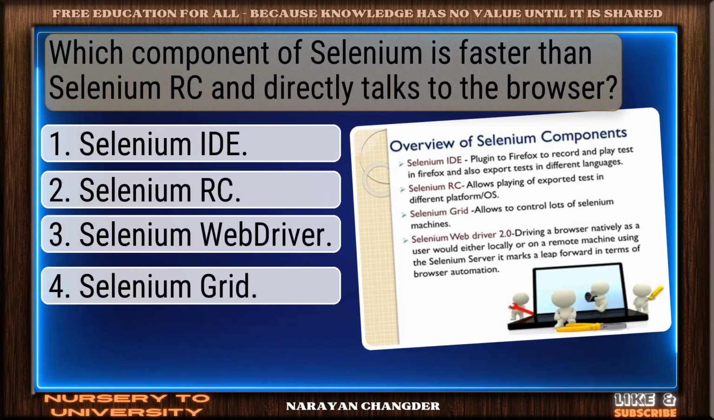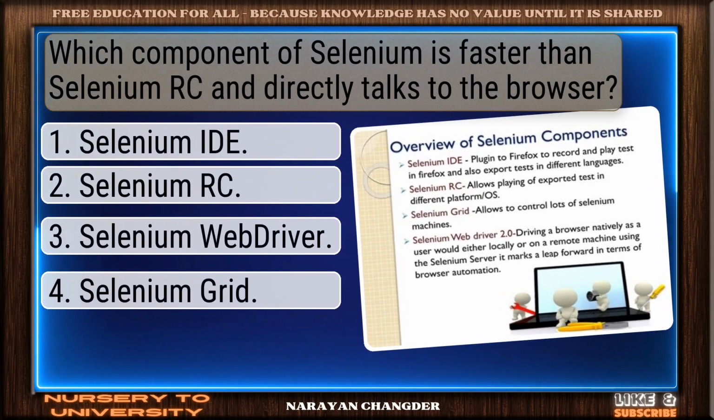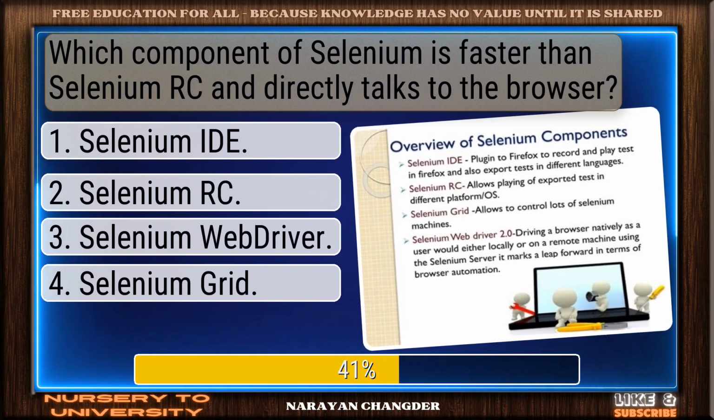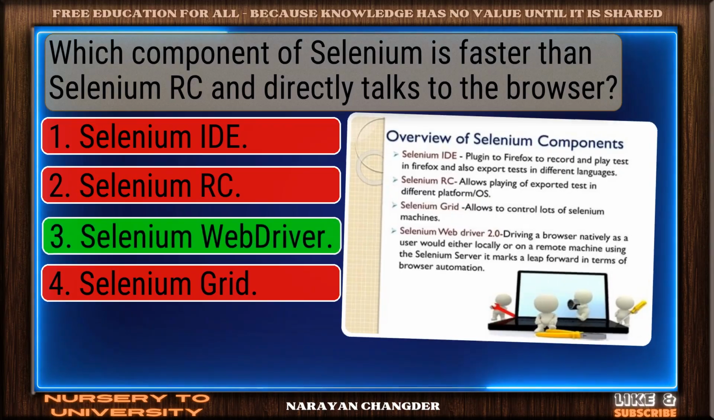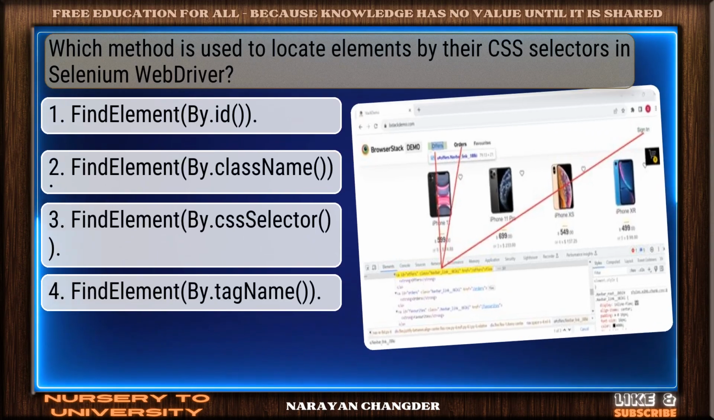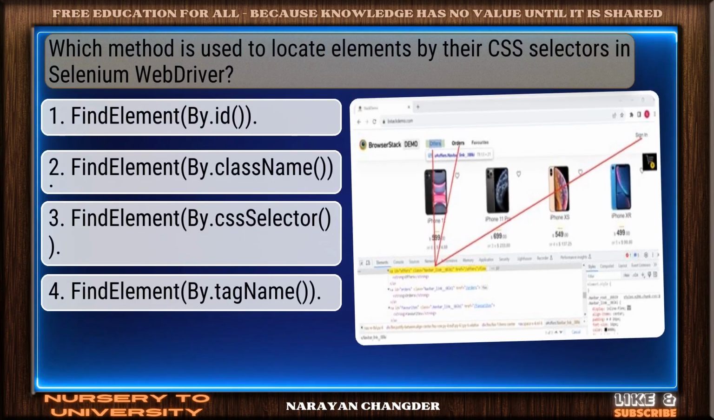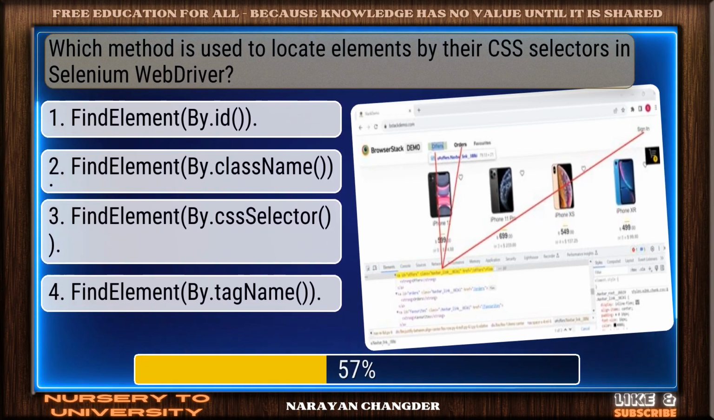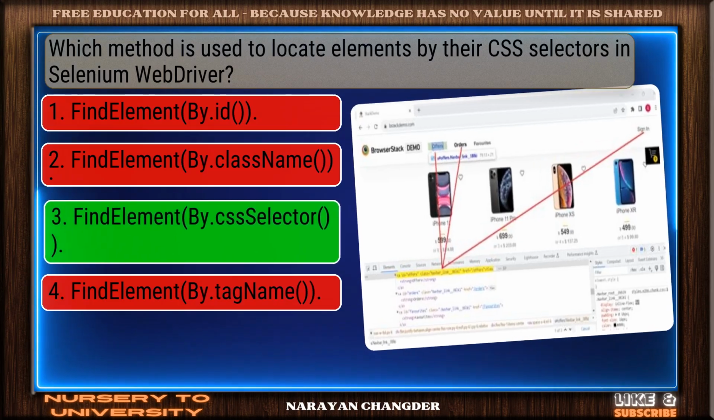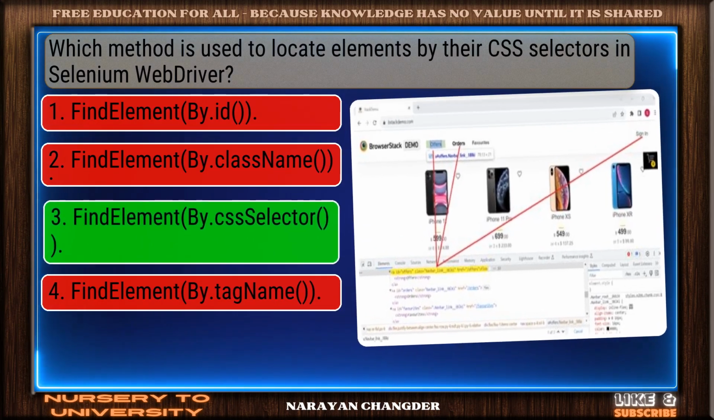Question number 1. Which component of Selenium is faster than Selenium RC and directly talks to the browser? Well picked. Selenium WebDriver is the correct answer. Question number 2. Which method is used to locate elements by their CSS selectors in Selenium WebDriver? Excellent choice. Find element is the right answer.